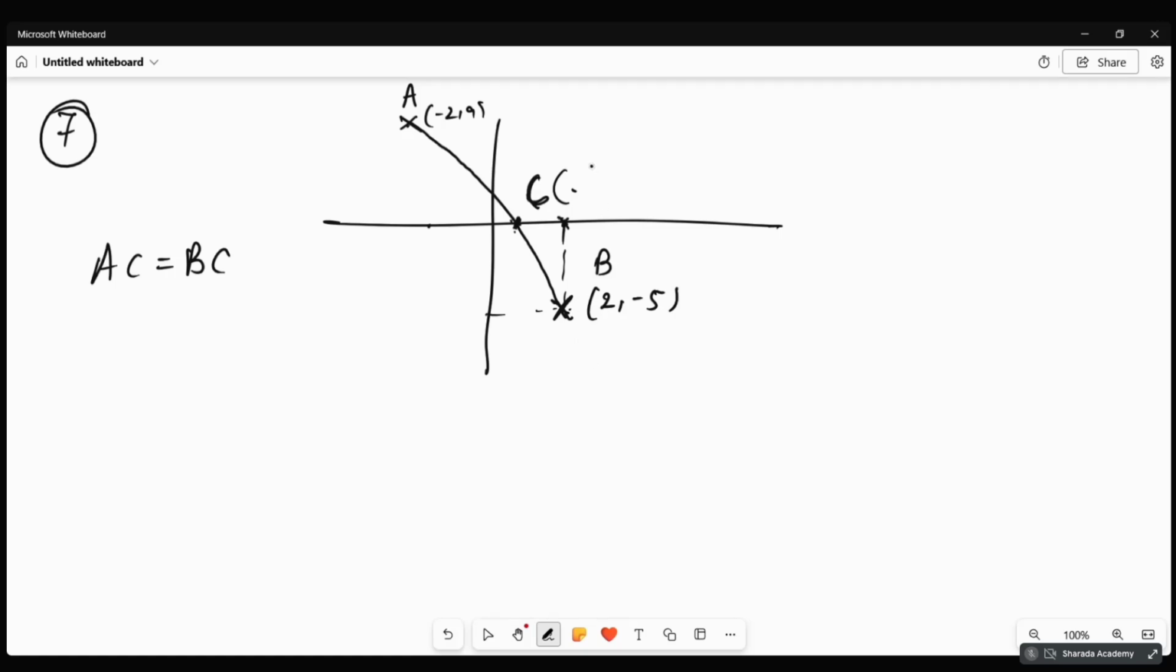Y is 0, so I can write the point as x comma 0, because if it is a point on the x-axis, y will be 0. Correct? So x comma 0. Now try to calculate.